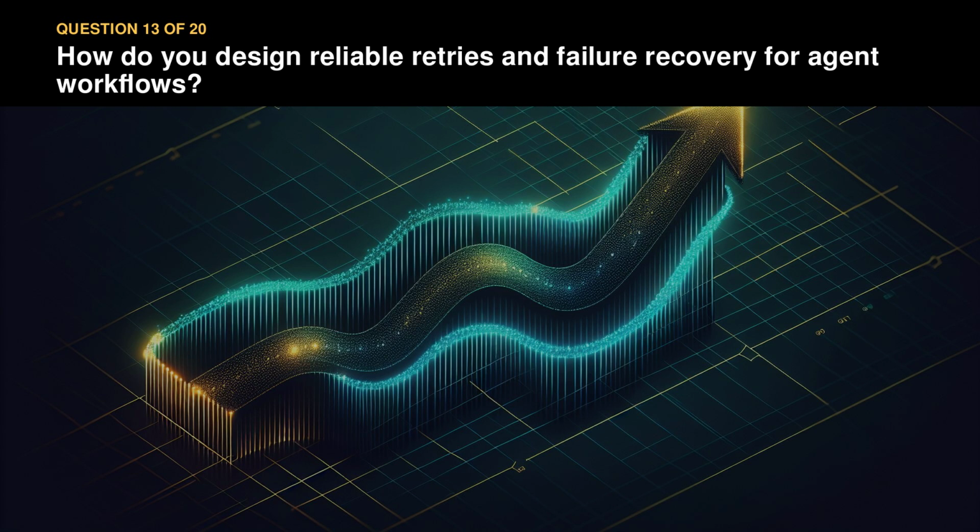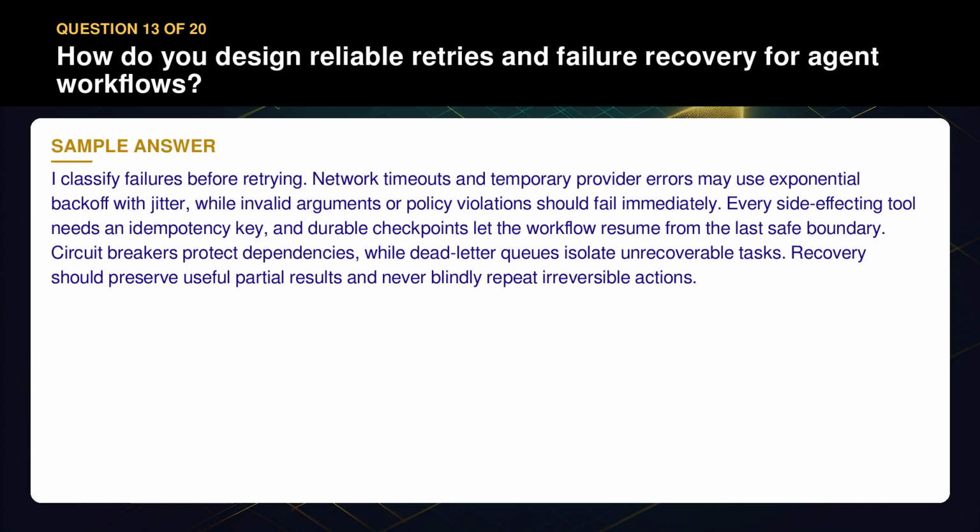Question 13. How do you design reliable retries and failure recovery for agent workflows? I classify failures before retrying. Network timeouts and temporary provider errors may use exponential backoff with jitter, while invalid arguments or policy violations should fail immediately. Every side-affecting tool needs an idempotency key, and durable checkpoints let the workflow resume from the last safe boundary. Circuit breakers protect dependencies, while dead letter queues isolate unrecoverable tasks. Recovery should preserve useful partial results and never blindly repeat irreversible actions.